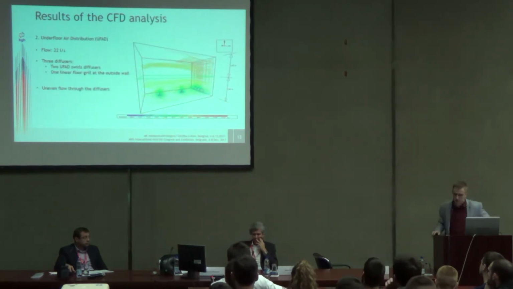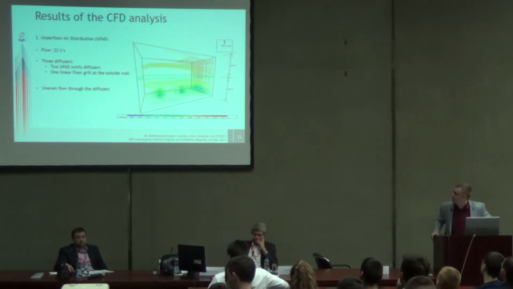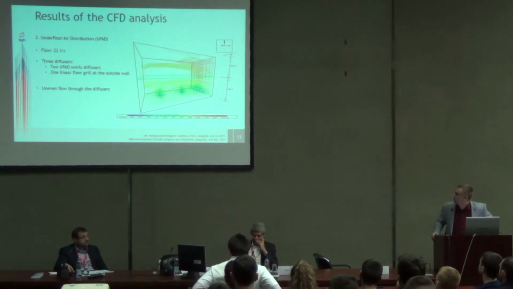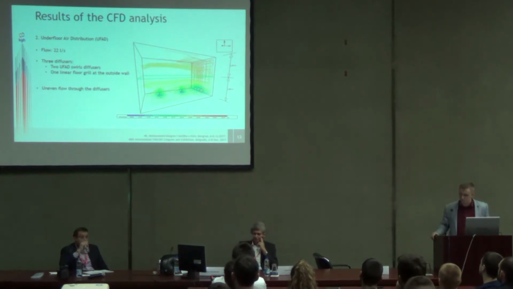The second solution was the underfloor air distribution. This solution functioned almost with the flow rate which I calculated. It was 22 liters per second. It had 3 diffusers: 2 swirl diffusers, which are circular diffusers, in the center of the room, and a linear grill which was positioned under the window to keep out the heat gains.